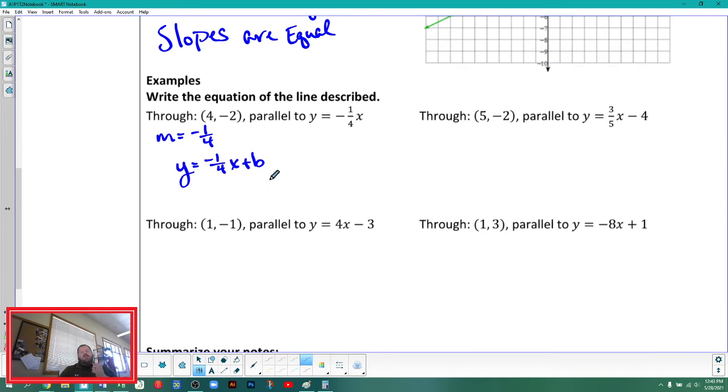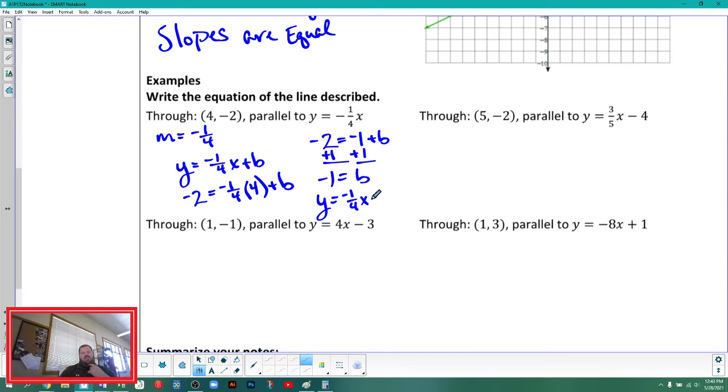I know the slope and I know a point. I need to figure out the y-intercept. Plug my y in for y, my x in for x, and hopefully these work out better than some of the ones that I had last week. Negative 1/4 times 4 is negative 1, so I get negative 2 is equal to negative 1 plus b. I'll add 1 to both sides and get negative 1 equals b. So y equals negative 1/4 x minus 1.